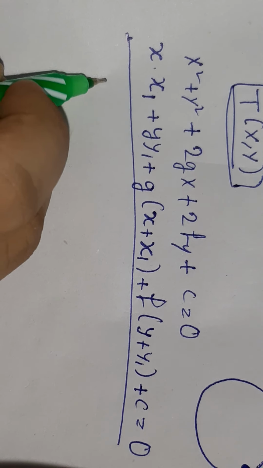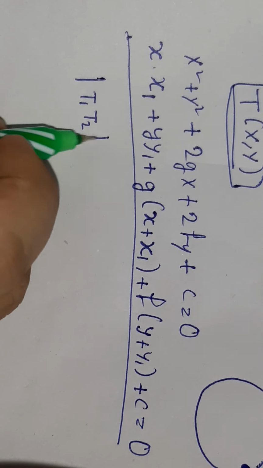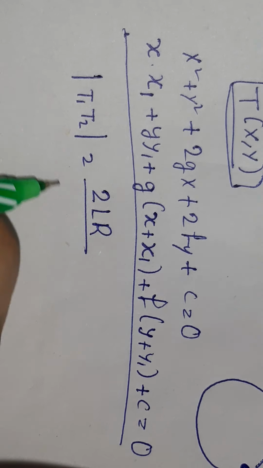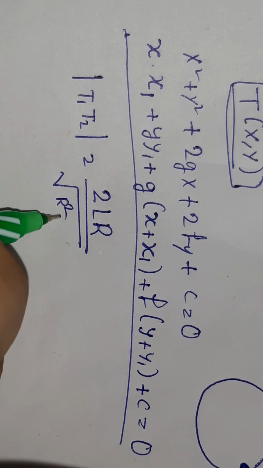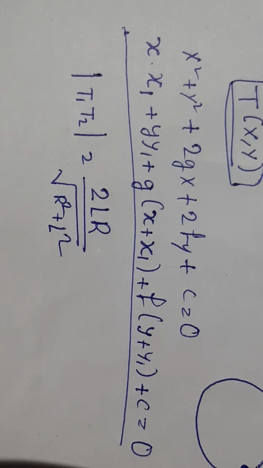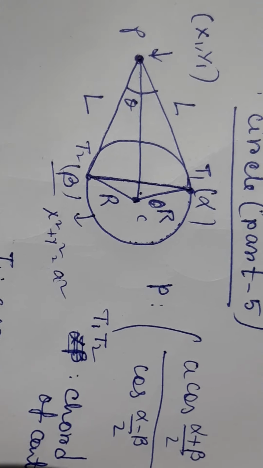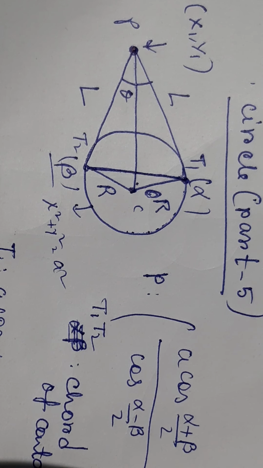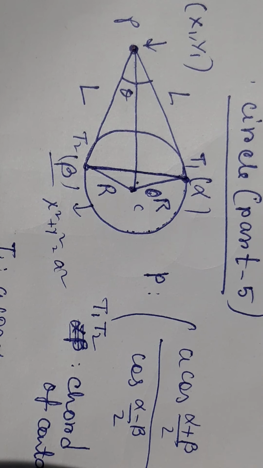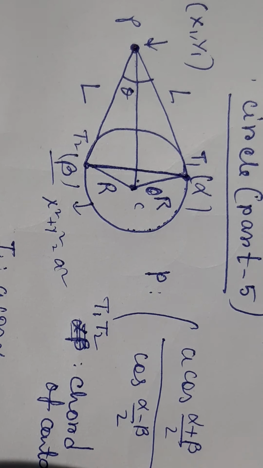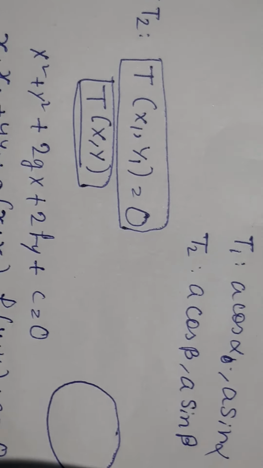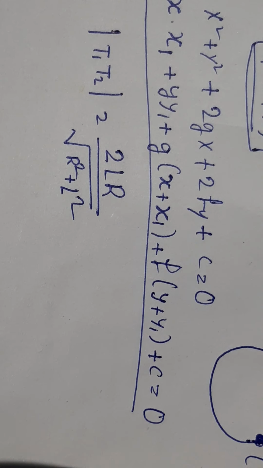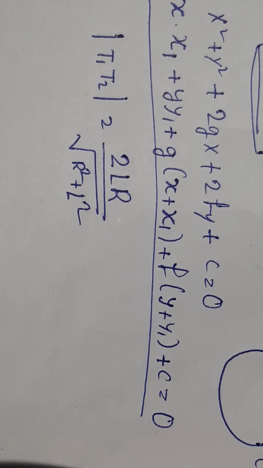So we can write that mod of T1 T2 is nothing but 2LR over root of R square plus L square. What is L? L is nothing but the length of this tangent, that is, it may be PT1 or PT2. R is the radius of the circle, and so the length of the chord of contact is nothing but 2 into LR divided by the root of L square plus R square.